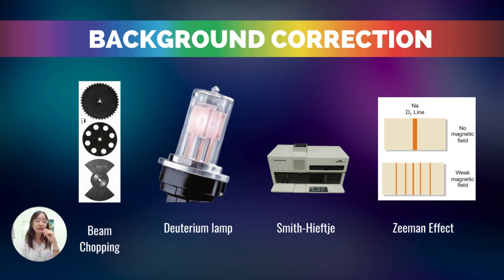For Zeeman background correction, a magnetic field splits spectral lines that are normally of the same energy into components with different polarization characteristics. Analyte and background absorption can be separated because of their different magnetic and polarization behavior.